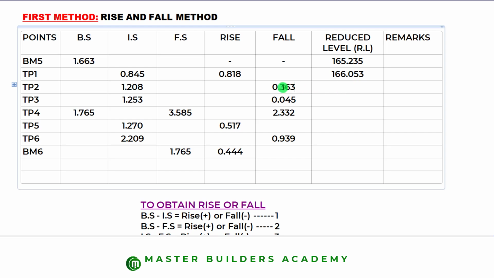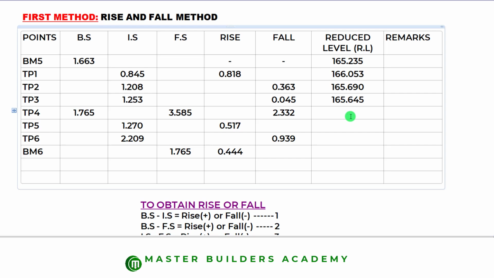So that means we subtract this 0.363 from 166.053. And if we do subtract this, we have again 165.690. Then this is now the current reduced level. Now if we move down to TP3, what we have there again is also fall, right? So if we subtract 0.045 from 165.690, we'll have this as 165.645. Then we move down to TP4.